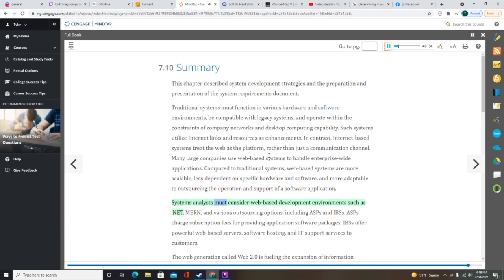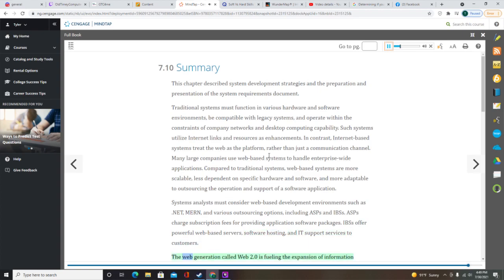Systems analysts must consider web-based development environments such as .NET, MERN, and various outsourcing options, including ASPs and IBSs. ASPs charge subscription fees for providing application software packages. IBSs offer powerful web-based servers, software hosting, and IT support services to customers.